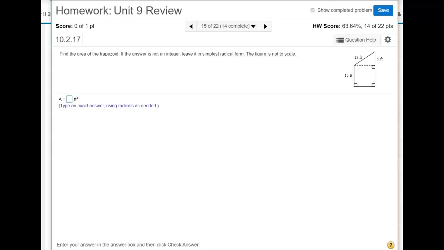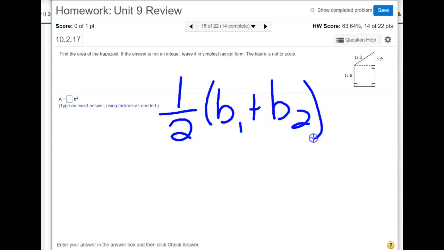Okay, so we're moving on to the next one. Just trying to see if I have an option for making this a little bit cleaner than what I'm already doing. Let's maybe go to a thicker line, see if that doesn't help us out. All right, so again, we're going to start off with our formula. We've got 1/2, that's much better. Base 1 plus base 2 times the height.